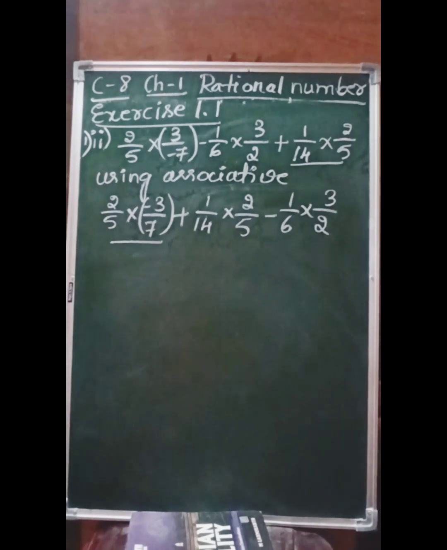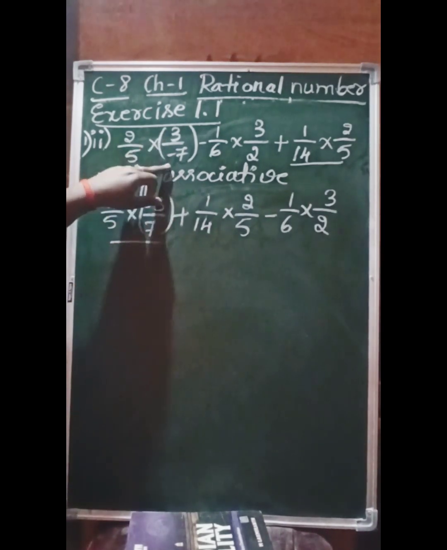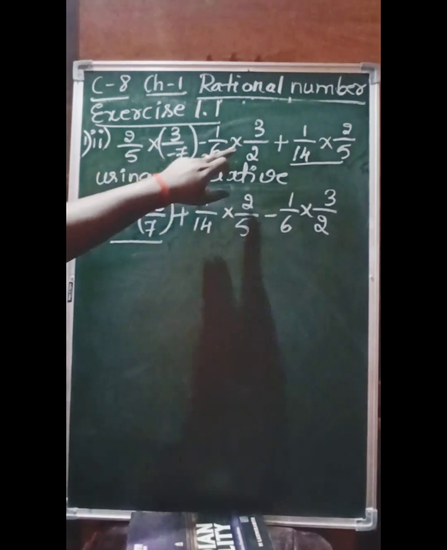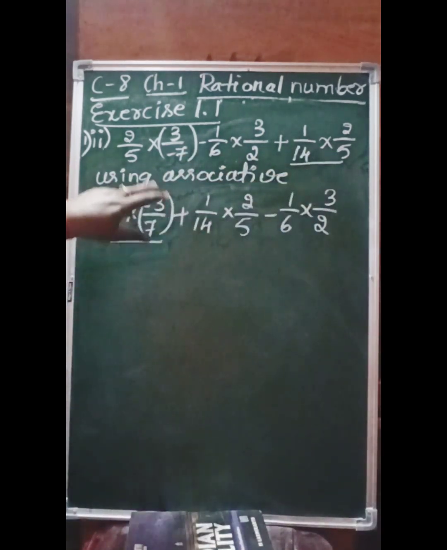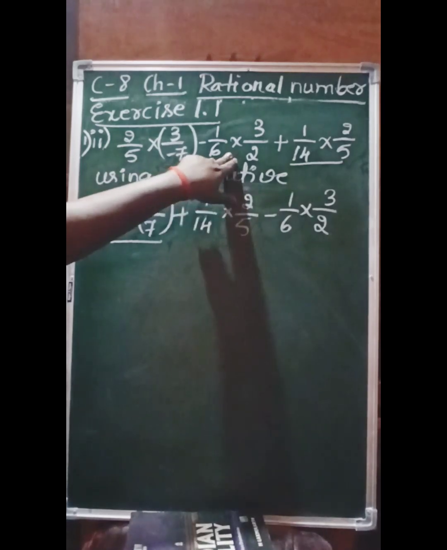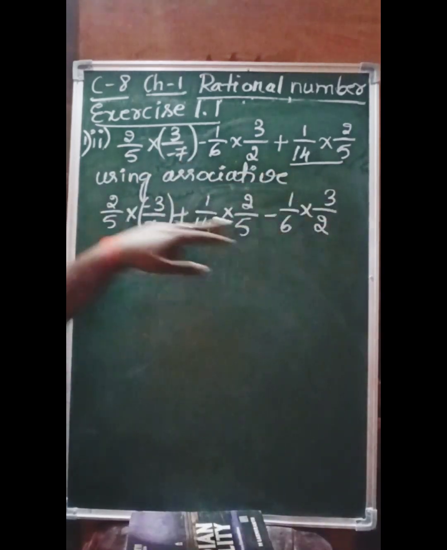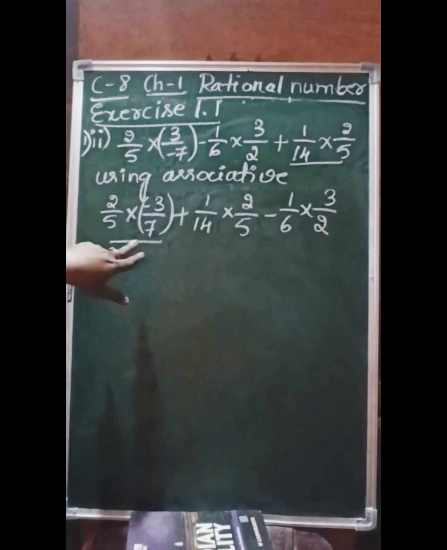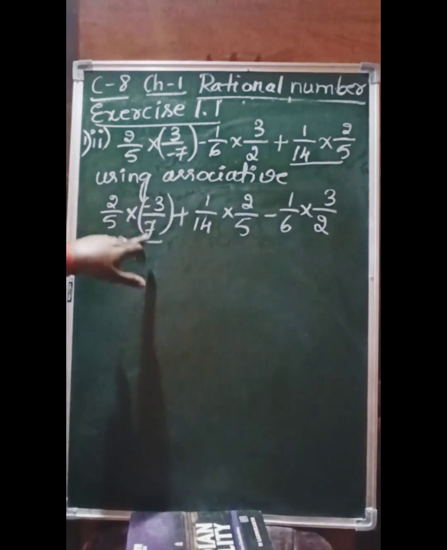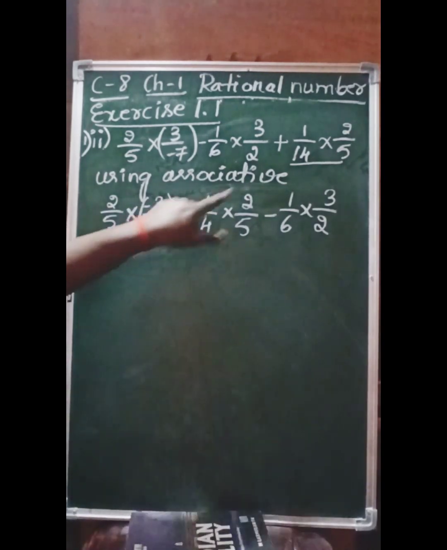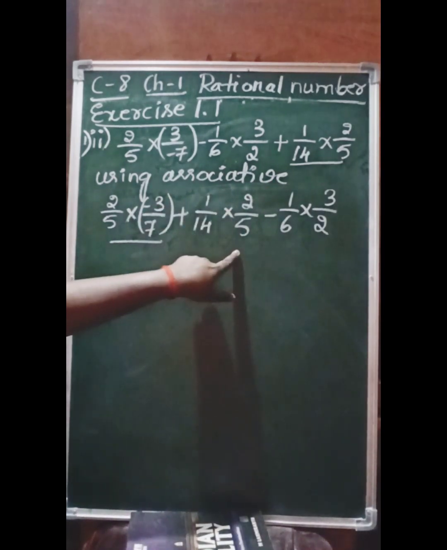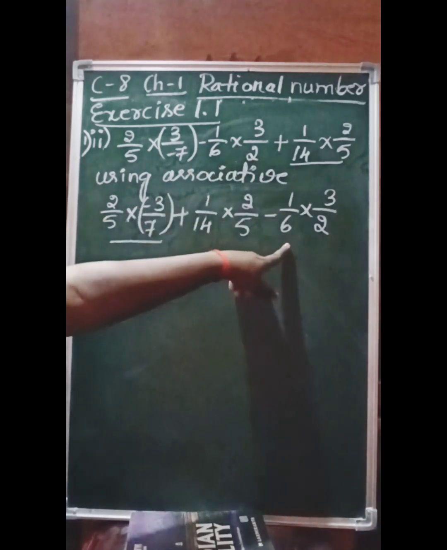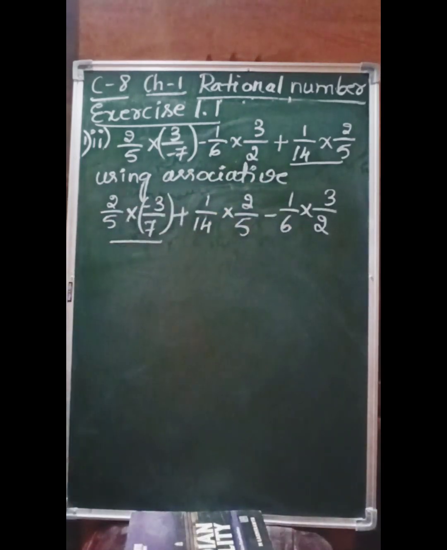Consider the second problem, that is 2 by 5 into 3 by minus 7 minus 1 by 6 into 3 by 2 plus 1 by 14 into 2 by 5. Here we have 3 terms. This is one term, this is second term and this is third term. By using associative property rearrange the given problem, that is consider 2 by 5 into minus 3 by 7 as it is. Then consider the last term, that is 1 by 14 into 2 by 5. Then send this to last, that is 1 by 6 into 3 by 2.